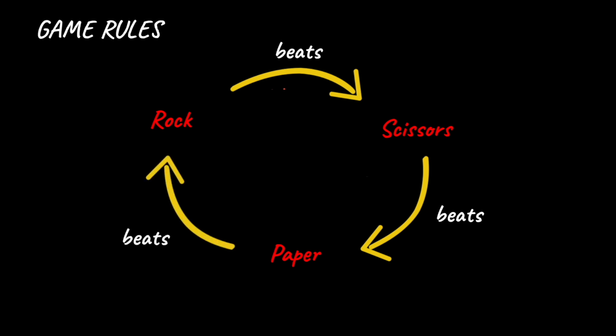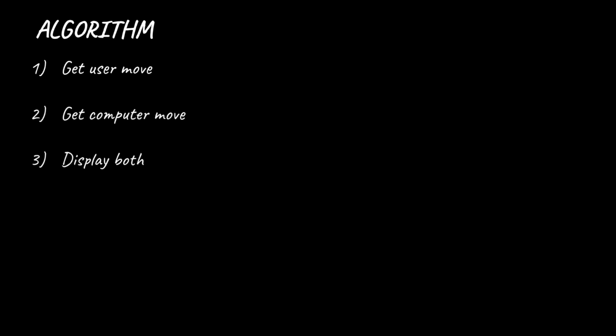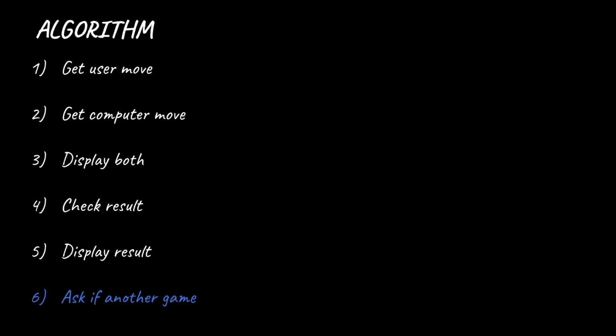Got lost? Don't worry about it. Here's the trick. To get the winner, just have a look at the board and go clockwise. You see it now? Great. And now let's have a look at the algorithm. First, we're gonna start by asking the user for his move. Next, we're gonna get the computer's one. And third, we're gonna display the images for both of them. Next, we have to figure out who is the winner, and we're gonna display it at step number 5. Finally, we're gonna ask the user if he's down for another try.